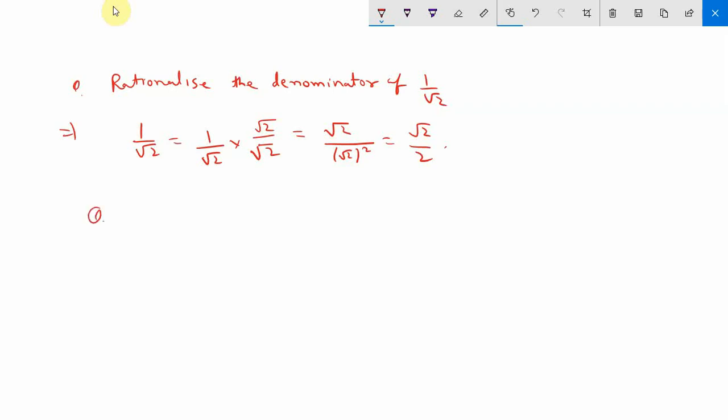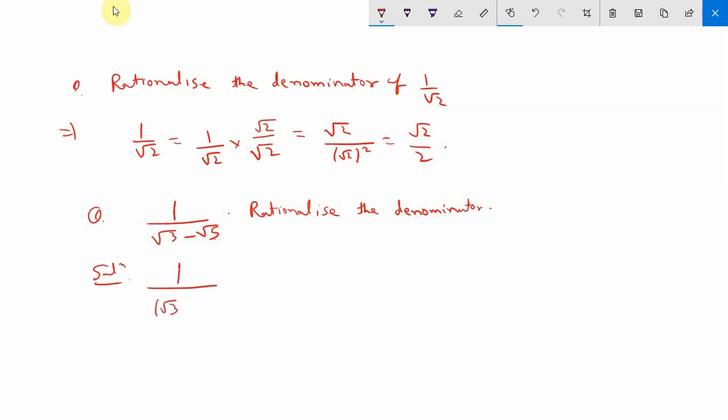Again, if we see the next question, 1 by root 3 minus root 5. In this case we have to rationalize the denominator. Okay, so how will we rationalize the denominator? Again, we will follow the same thing. We will use the identity under root A minus under root B into under root A plus under root B equal to A minus B. So here A is 3 and B is 5. So we will have to multiply by root 3 plus root 5, so that using the identity we can free the denominator from the roots. So the numerator also we have to multiply by root 3 plus root 5.